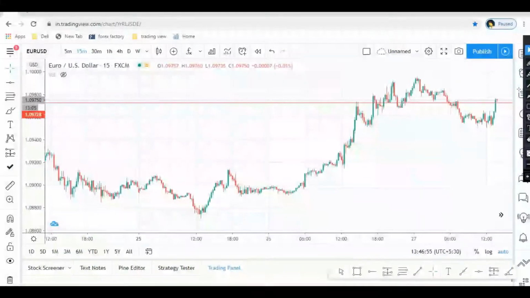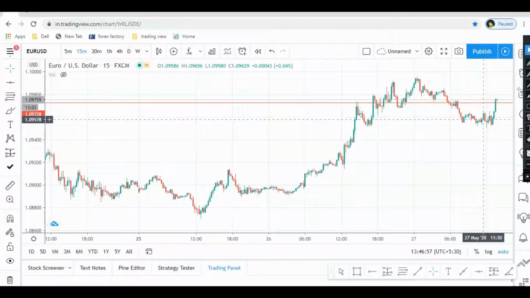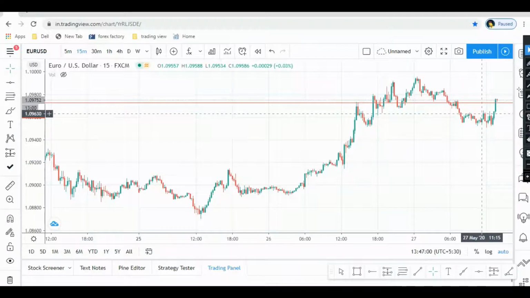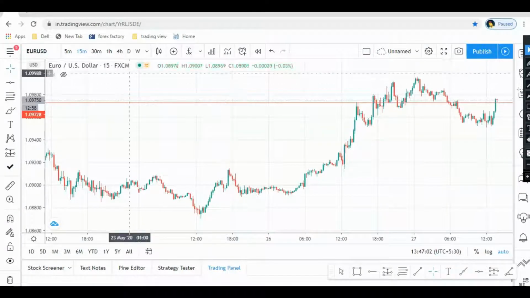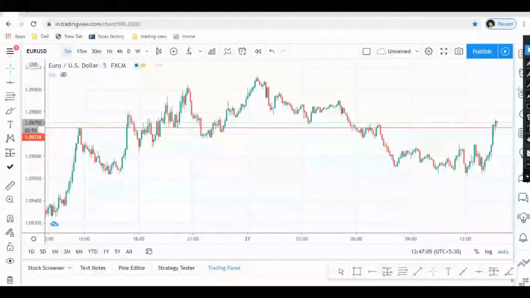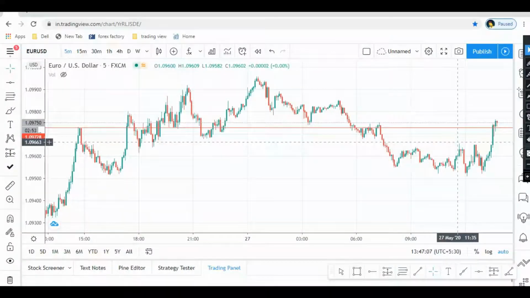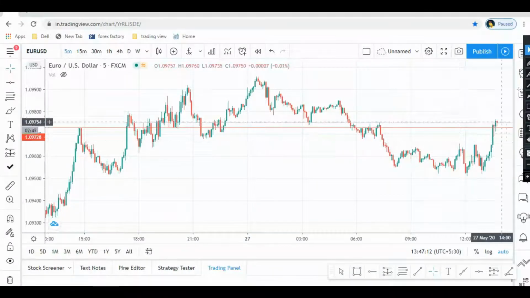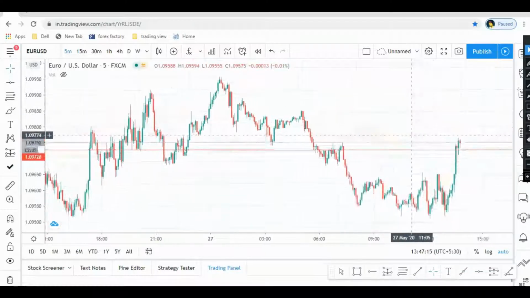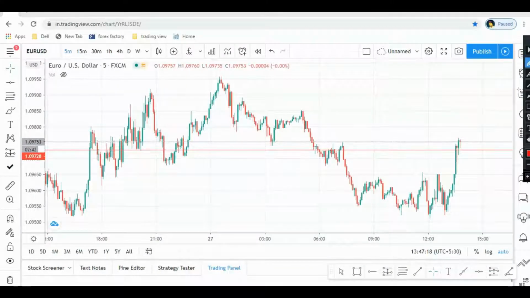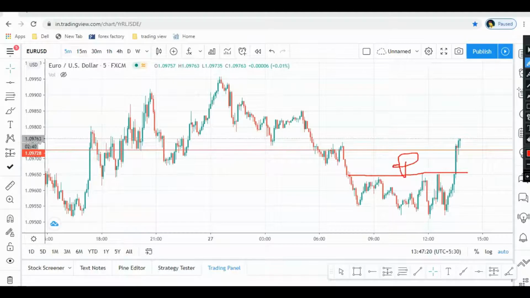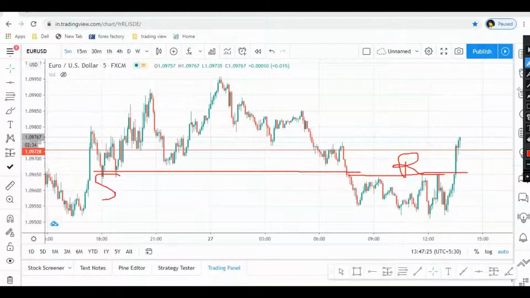And how much take profit will I take from this trade? I always say we will find the nearest support or resistance. So here I can see in this particular pair, this area is my nearest resistance, which was previously a support. So this is the reason I simply placed a sell order, and this will be my take profit.